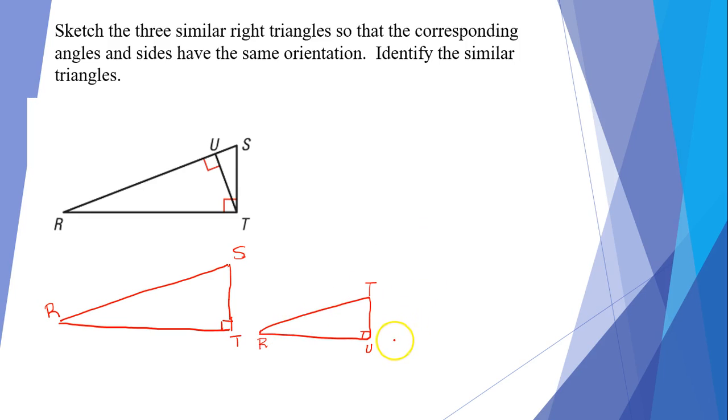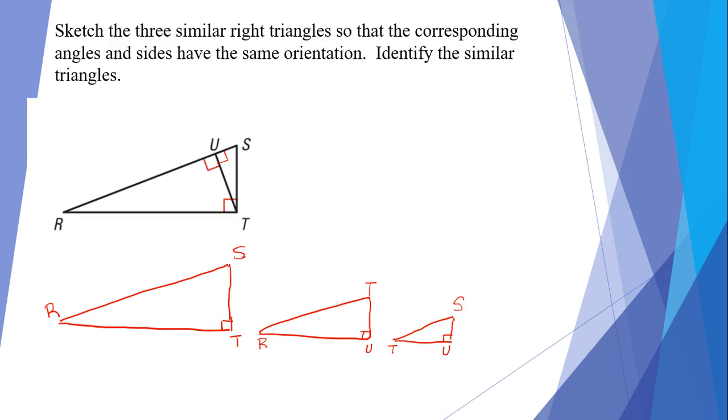And now draw a third triangle. It's a little smaller again. And again, on this small right triangle, it has a right angle right here. It's again at U. And then this angle S is bigger than this angle down here at T. So we're going to label this S and this T. And there you have it, our three right triangles with the same orientation.